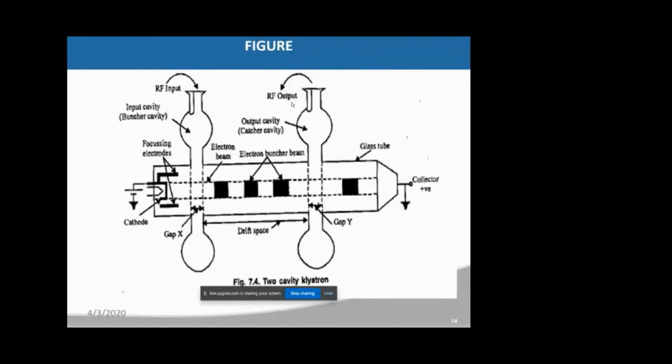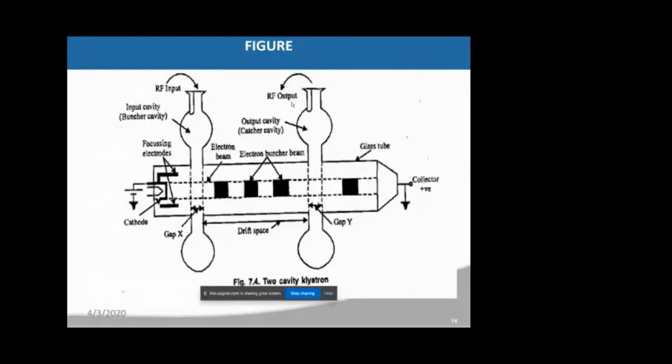Now, first of all, let's see what happens when no RF signal is applied. In the absence of the RF input signal, the electrons coming from the electron gun or cathode will go straight to the collector, and the collector will collect them. This is the condition when we are not applying any kind of RF input.